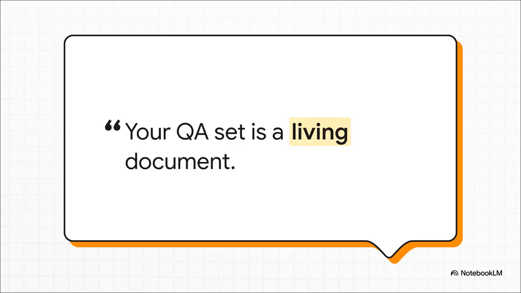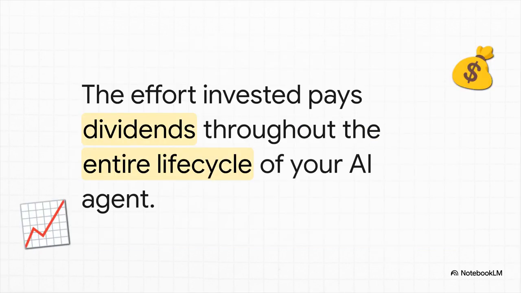And that really brings us to the most important mindset shift you need to have. Your QA set is not a one-and-done project. You have to think of it as a living document. It has to evolve right alongside your products, your data, and your users. So the big takeaway here is that, yeah, this takes real effort up front, but that initial investment pays off with massive dividends. It impacts everything, from the first tests and debugging all the way to long-term monitoring and continuous improvement.